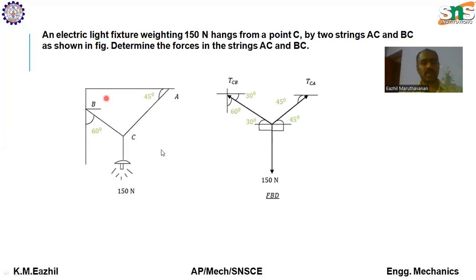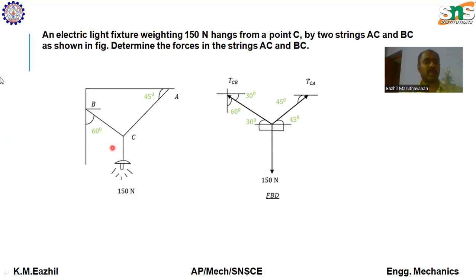The system is in equilibrium condition. The light is hanging with the help of these two strings. These two strings maintain this light in equilibrium condition. They are continuously hanging. So there will be some tension acting on the strings BC and AC. We have to find the tension in the particular strings to maintain this object in equilibrium condition. So the weight of the object is given as 150 Newton.